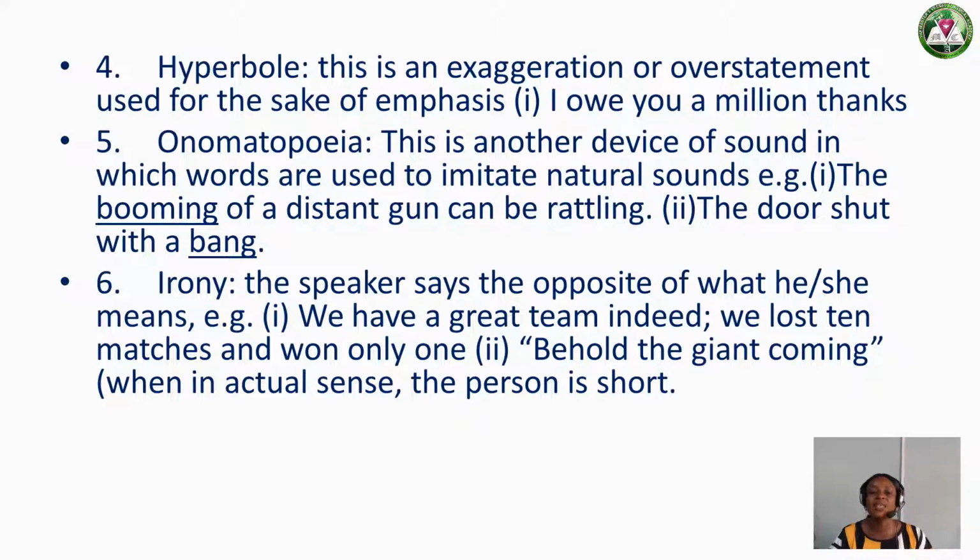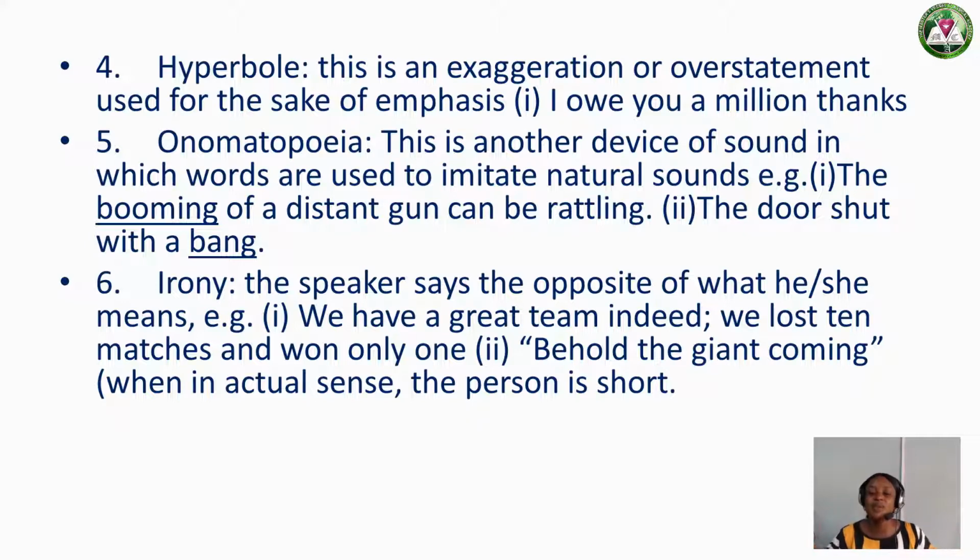We have a great team indeed. That's the first example. We have a great team indeed. We lost 10 matches and won only one. So you can see that the team is not actually great indeed. So it's an ironical statement. How can a team be great and at the end of the whole match, the team loses 10 matches and wins only one? That means the team didn't do well. The team is not great after all.